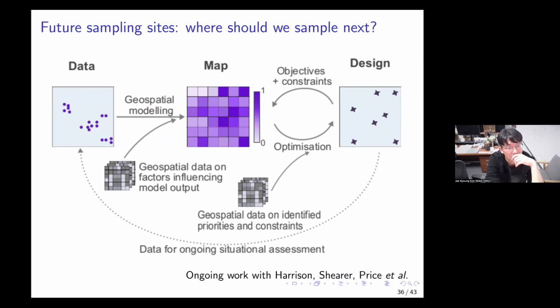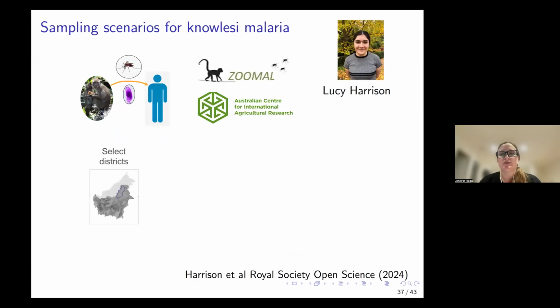This is something I've been working on with a PhD student, Lucy Harrison, who just submitted her thesis last week. There's a group that has been funded by the Australian government to help try to eliminate monkey malaria, or Knowlesi malaria, in Indonesia. Remember, there's a complication in that you can't transmit straight from human to human by a mosquito. You have to go from monkey to human via the mosquito.